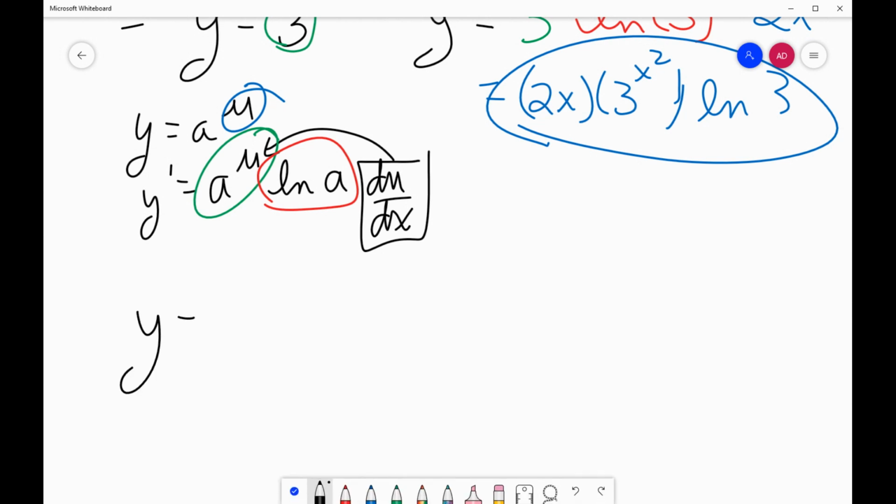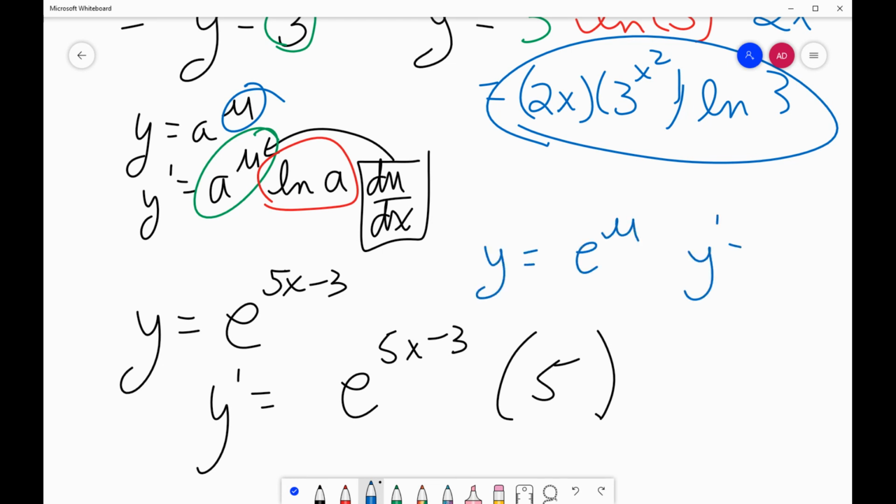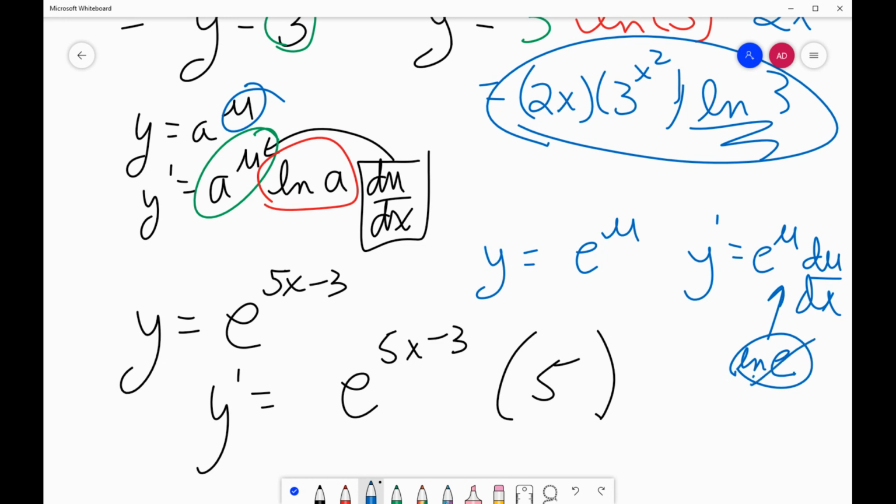So let's say I have e to the 5x minus 3. And your job is to find y prime. You're not scared, no siree. It's e to the 5x minus 3 times the derivative of 5x minus 3 because we just followed the pattern. e to the u, y prime is e to the u times du dx. Now, some of you might be wondering, well, why don't we write the natural log of e here? Because we did that with the natural log of a up top. Well, remember, the natural log of e, by the way, is 1. So we really don't need to write it, okay? Sound good?